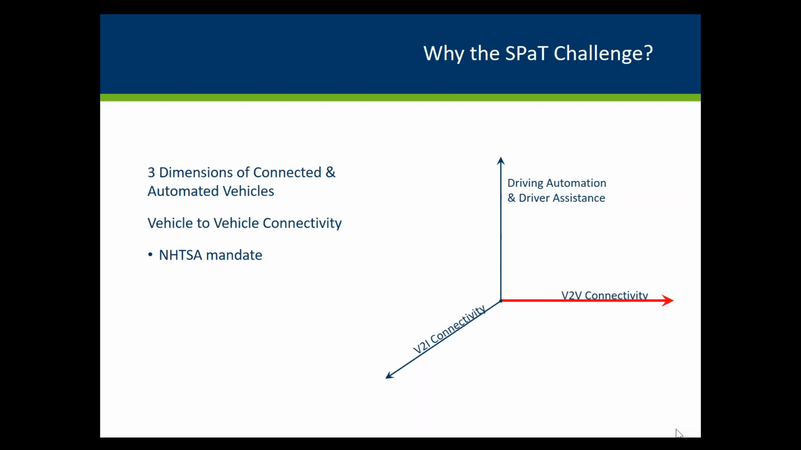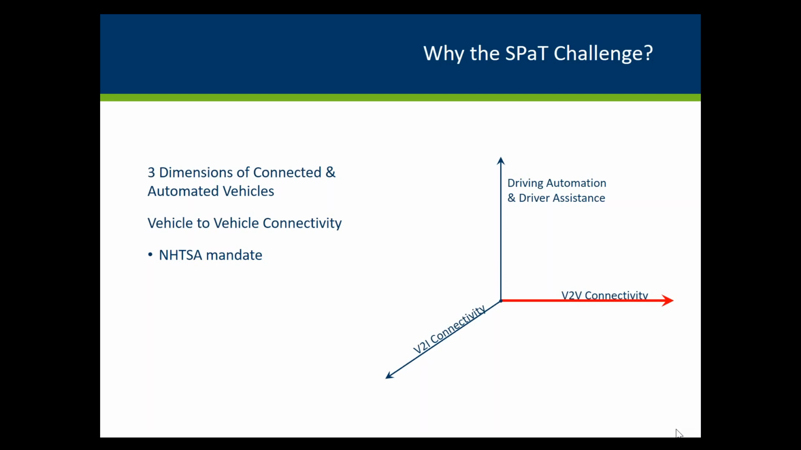The next dimension is vehicle-to-vehicle connectivity. And this is where vehicles communicate electronically with each other. It's not currently happening today, but that would allow cars to avoid crashes with other cars and be able to know where all the cars around them are.